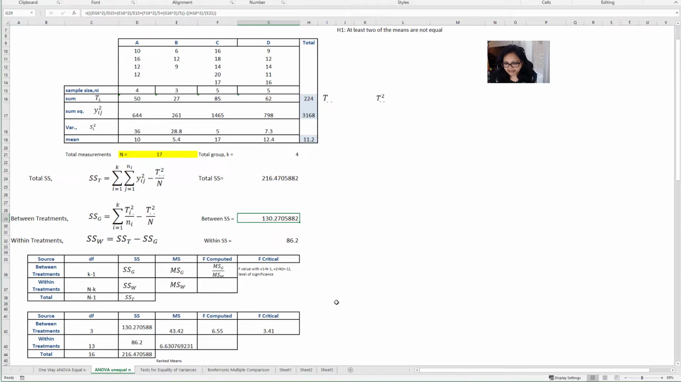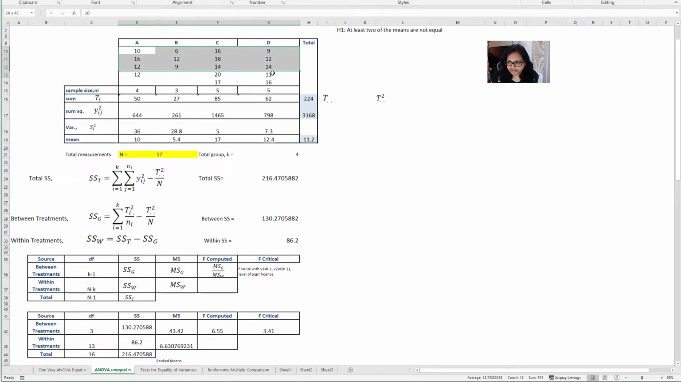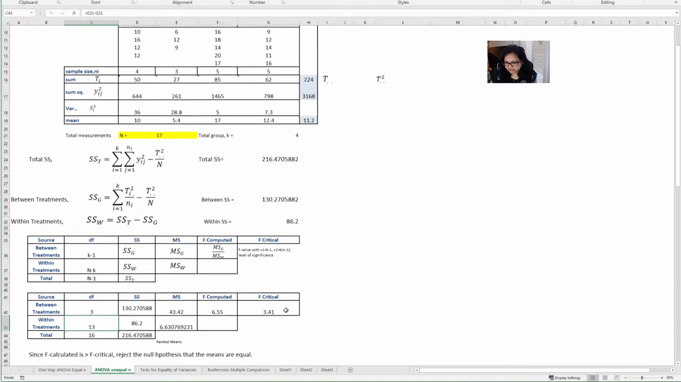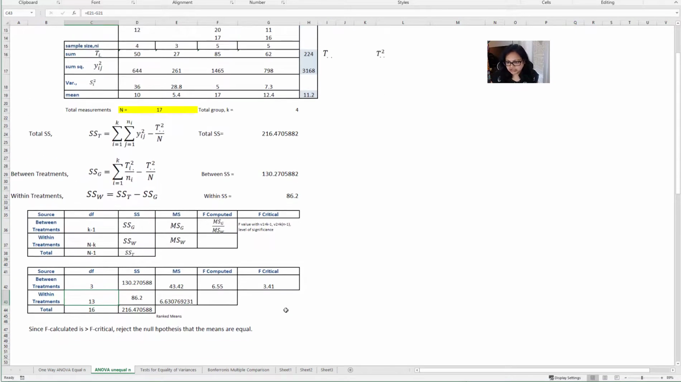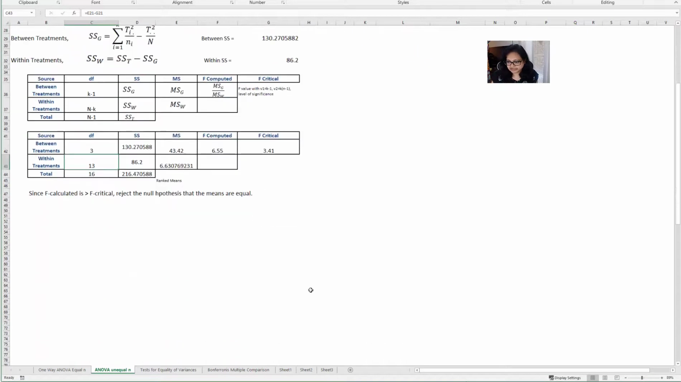And then when I calculated the degrees of freedom, previously I used k and n minus 1, but in this case I used n minus k. That means how many observed values we have minus how many treatments we have. So that means we have 17 observed values minus 4. That's the only difference I can see between the equal and unequal sample sizes. Okay.